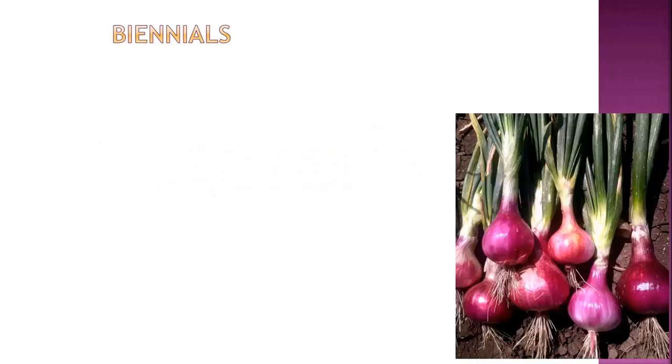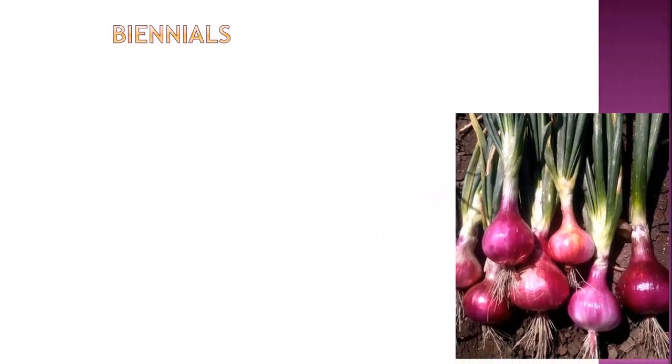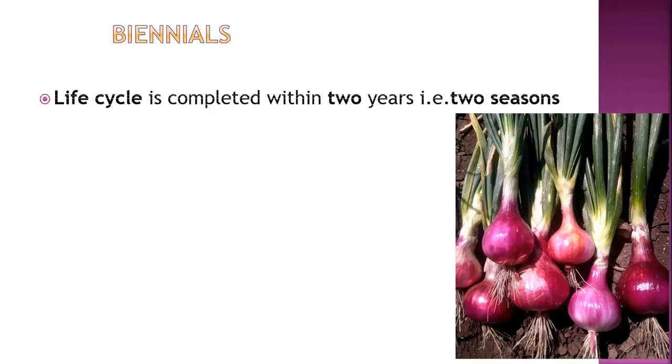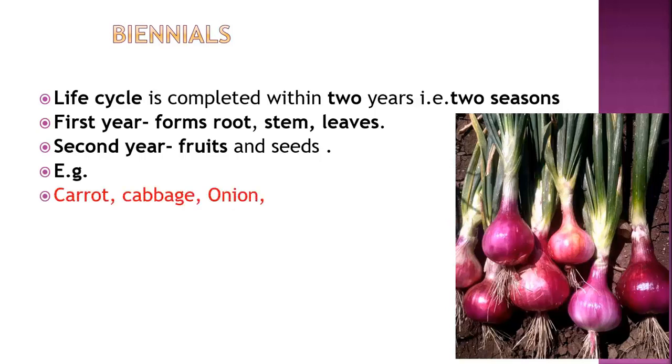Second are the biennial plants. From their name, biennials, you can see that's where we have the onions. That's how they come up. And then their life cycle is completed within 2 years. That is 2 seasons. Usually the first year is the year that the onion forms its roots, the stem and the leaves, while the second year they are used to form fruits and seeds. Examples of plants that are biennials are your carrots and your cabbage and this onion that I just showed you. Other examples are clearly indicated there.